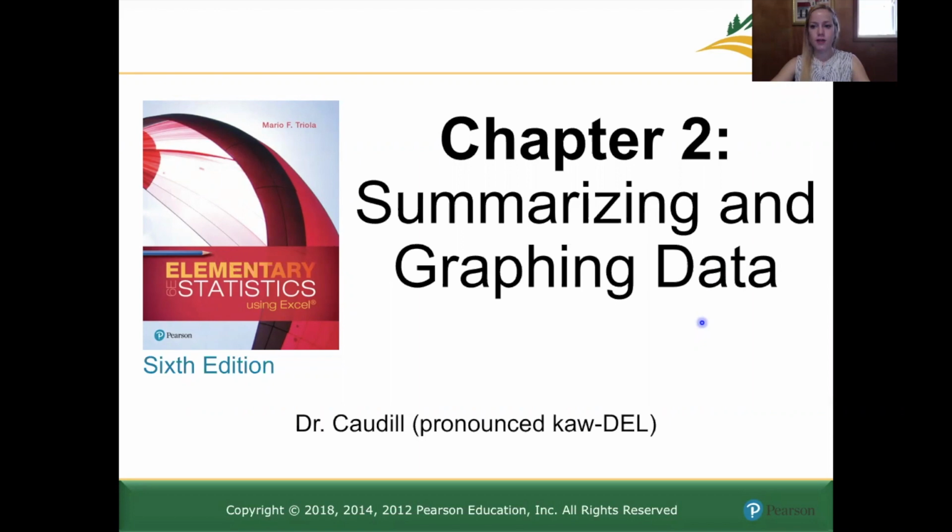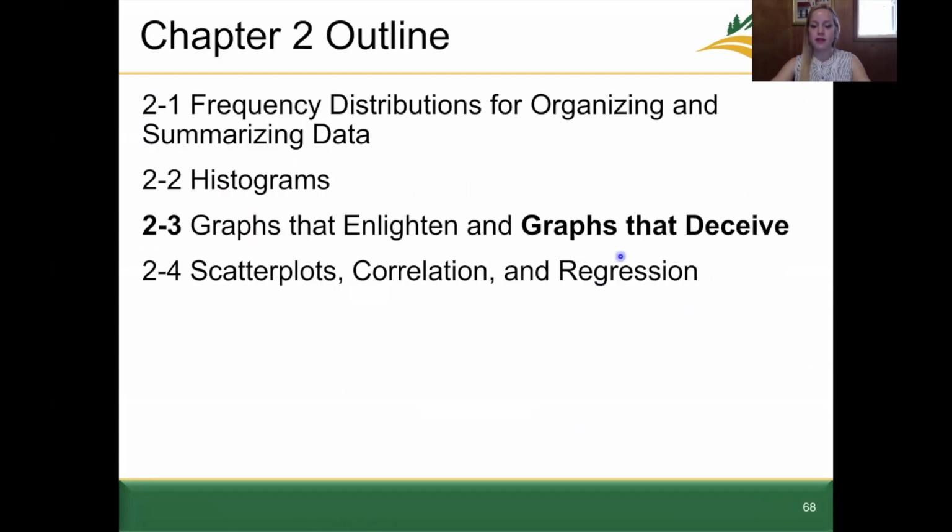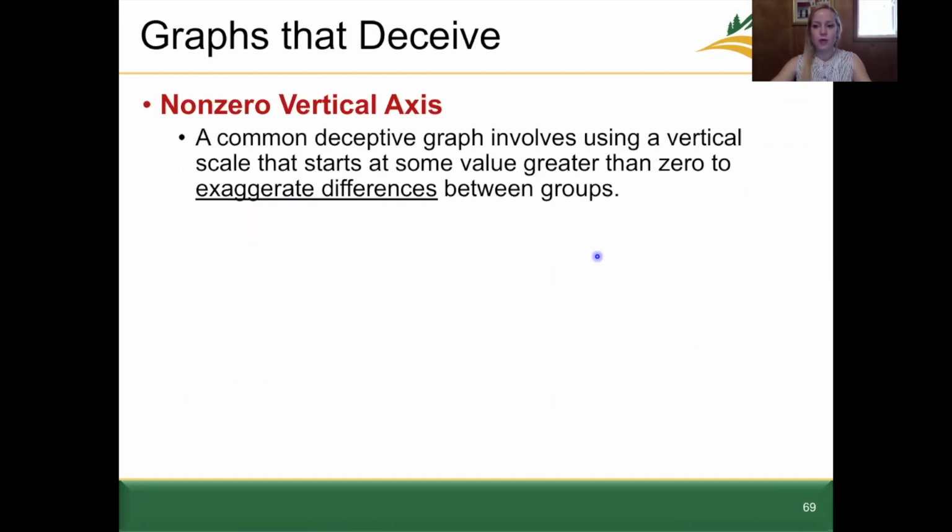All right, now, so we're continuing on chapter 2, section 3. This is part 2, so graphs that deceive. So now we're here in the chapter 2 outline. One way that graphs can deceive is using a non-zero vertical axis. So a common deceptive graph involves using a vertical scale that starts at some value greater than 0 to exaggerate the differences between groups. Let's look at an example.